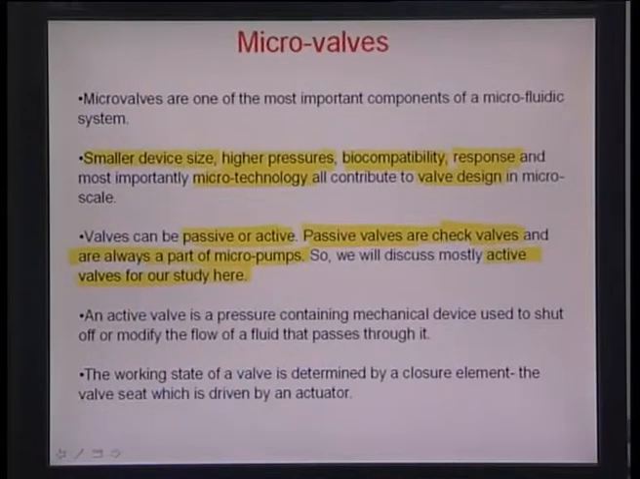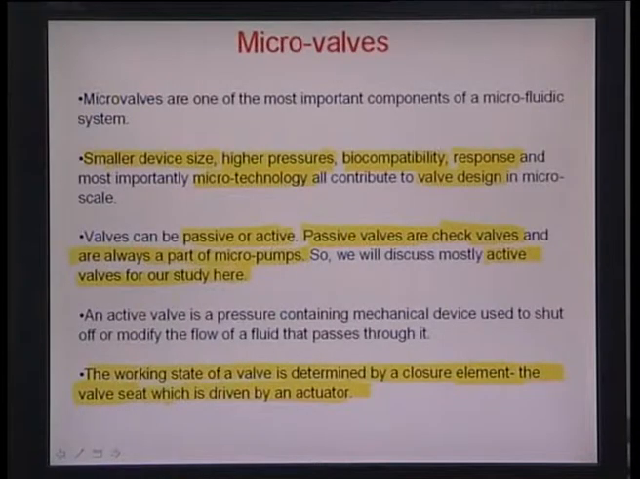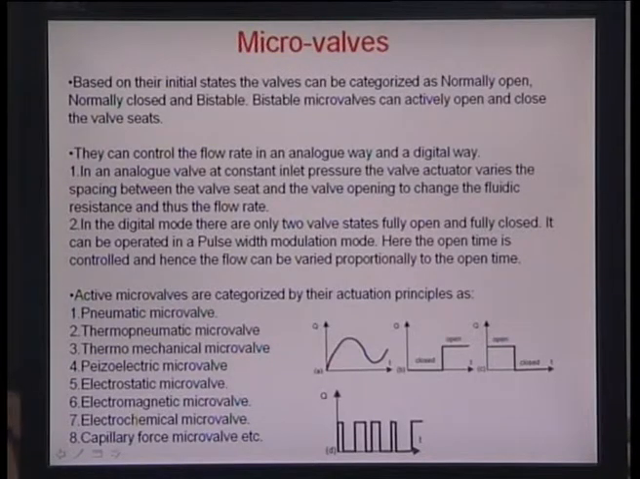So, the working state of a valve, as you can see here, is determined by a closure element, or the valve seat over which this closure element would typically sit for the valving to be on. And this is driven by an actuator. So, that is how the valving process can be done in the case of microvalves. Some of these microvalves, based on what their initial states are, whether they are normally open valves or normally closed valves, can be classified into these two subtypes, or a bistable valve which can actively close and open their valve seats.